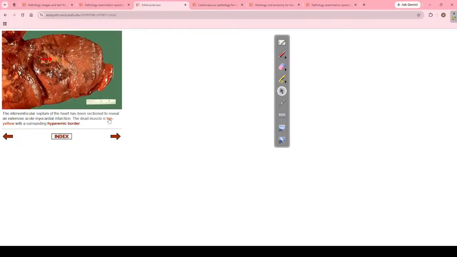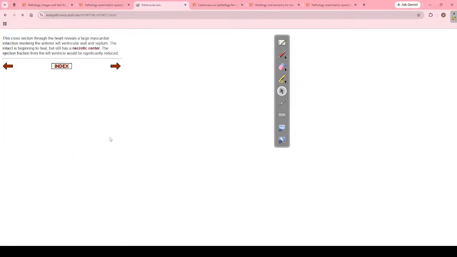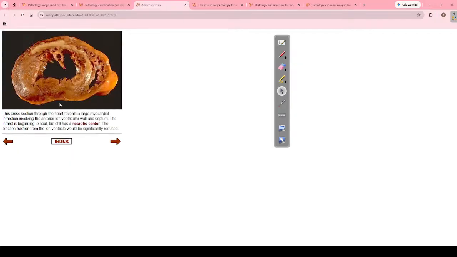Then we have a specific sign: the vessel which is appearing tan yellow, and it is surrounded by a hyperemic border. This is a cross section of a heart, and you can see there is a large myocardial infarction involving the heart, and that has a necrotic center. Ejection fraction of the left ventricle will be reduced.